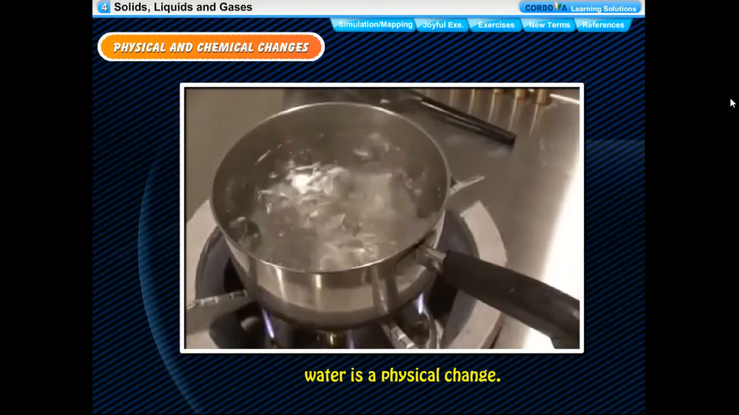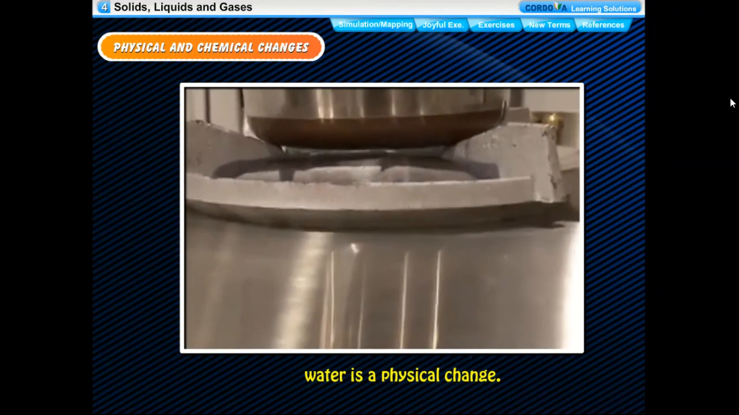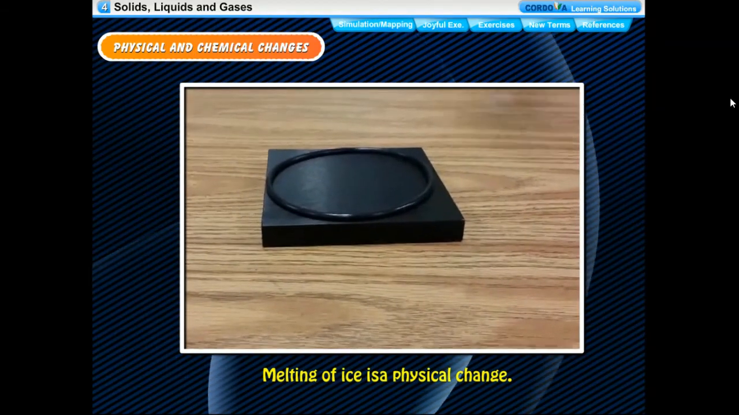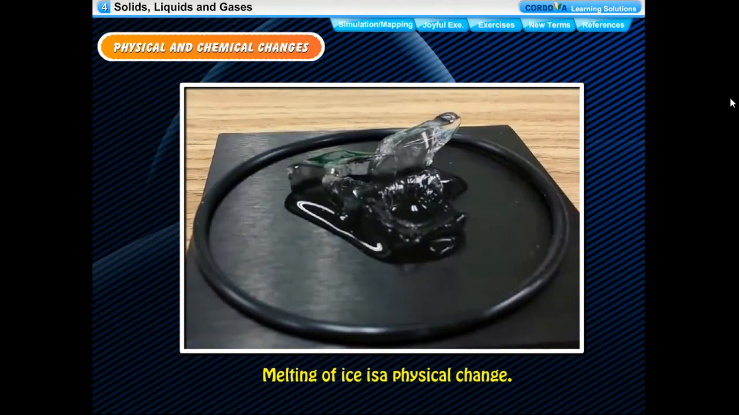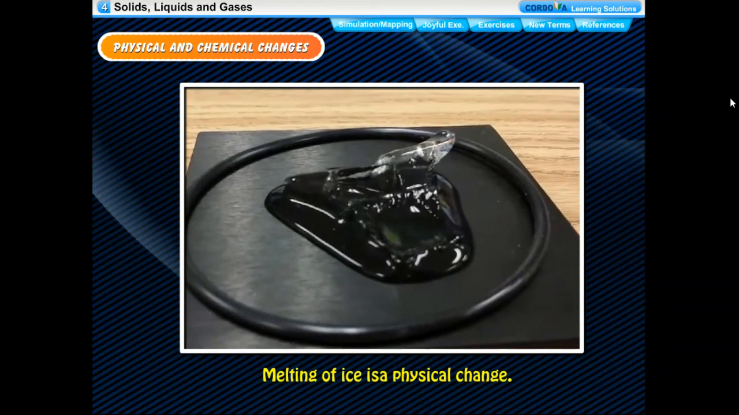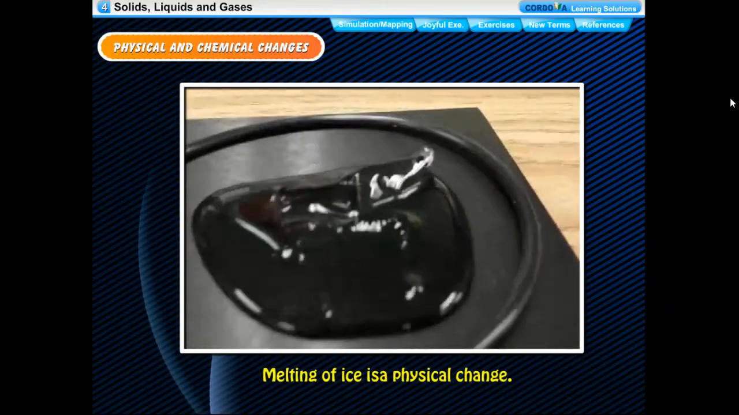For example, when you heat water, it changes into steam. On cooling steam, it changes into water again. Similarly, when you freeze water, it changes into ice. On keeping the ice in a warm place, it changes into water again. The other examples of physical changes are stretching of a rubber band and cutting of hair.